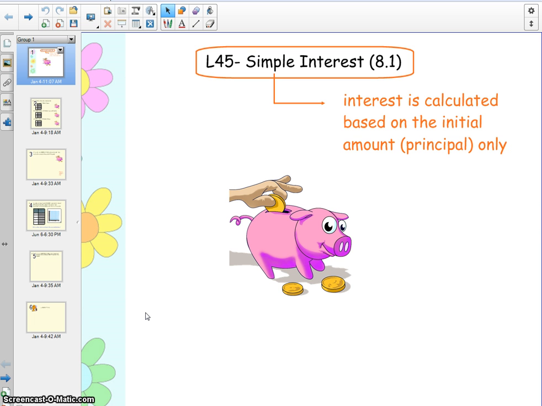Now, in simple interest, the interest is only calculated based on your initial amount. So we call the initial amount the principal, and we're going to base the interest only on what you initially invest, or if it's a loan, what you initially borrow.